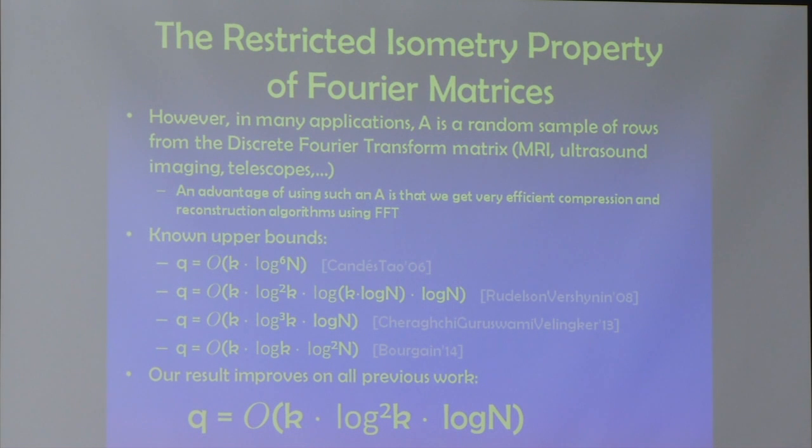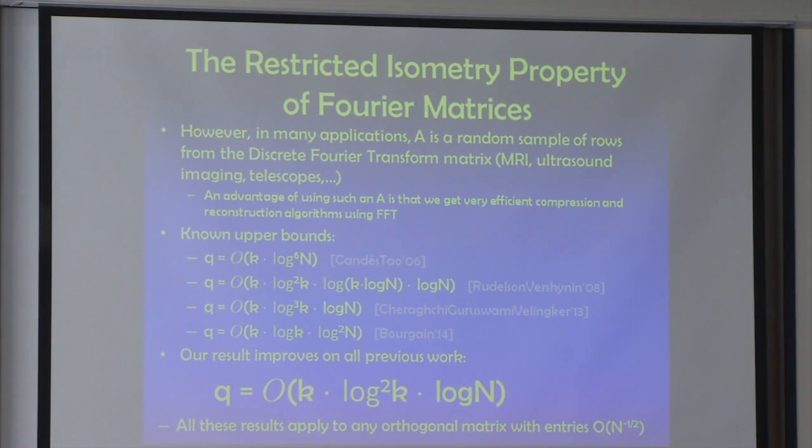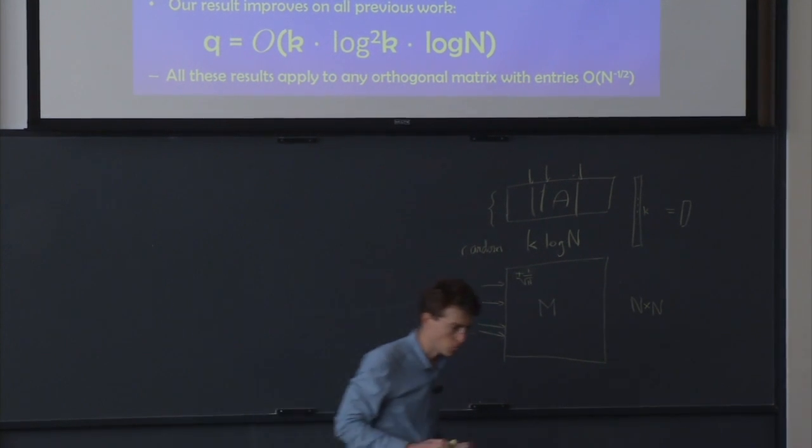So this is the result I want to show you today, and I should be able to go through most of the proof. It's not too long. As I was saying before, you don't have to know anything about the Fourier matrix. All we need is that the big mother matrix M has entries that are flat, all of them roughly plus or minus 1 over square root n. That's all I need to know. You don't have to know anything beyond that.